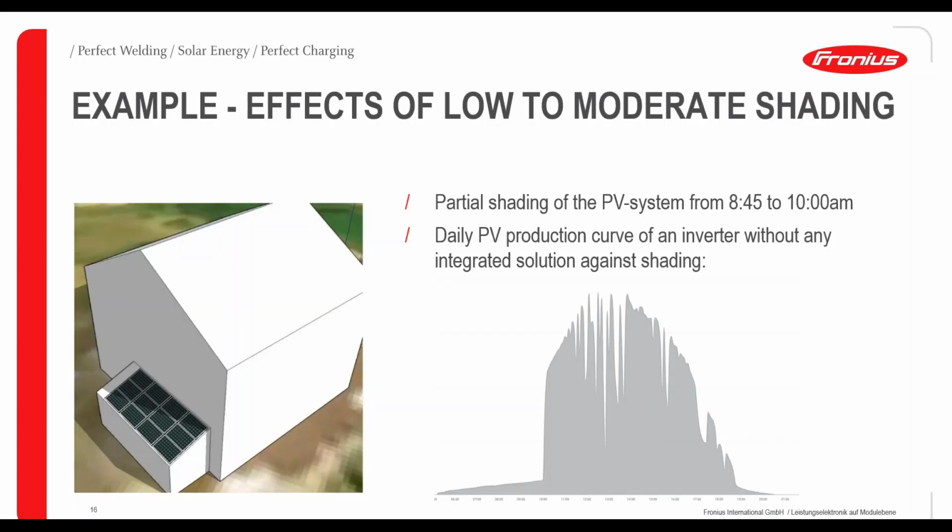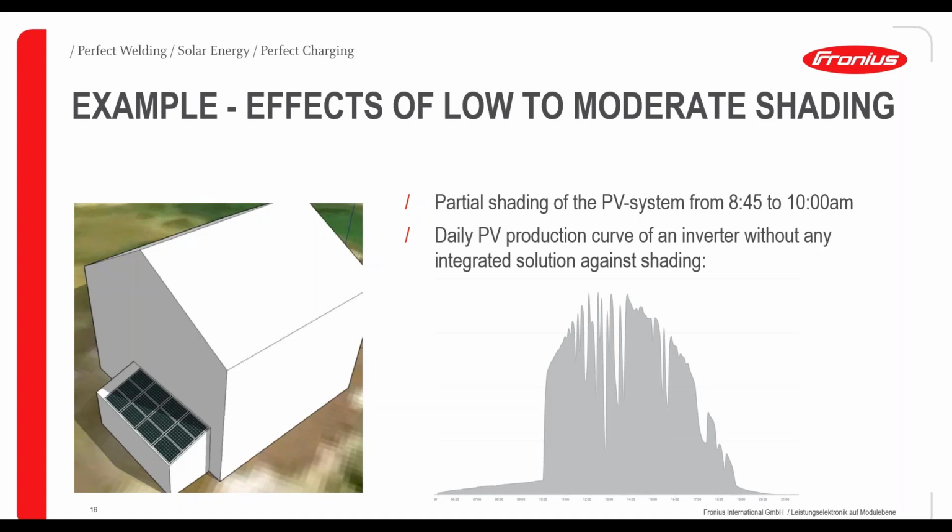Now, of course, there are some systems where there is not only a low shading, but there is low to moderate shading. I want to explain it now on behalf of an example, what we can do or which solution we can offer here for this type of shading. So we have here a small PV system on a side roof, let's say, and it's partially shaded from 8:45 to 10 a.m. And down below we can also see a daily PV production curve of this system.